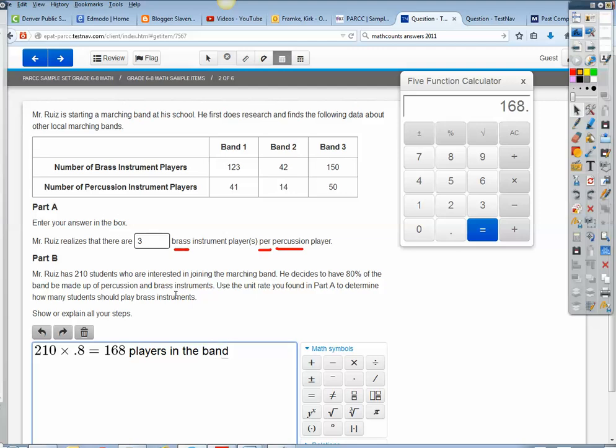Now, the next thing I need to do is use this unit rate. If I have 168 players in the band, I need to figure out how many of them are going to be brass players. Well, going back to my ratio, I have 3 brass players. I really want to say bass, and I don't even fish. But anyways, I have 3 brass players for every 1 percussion player. So that is a unit rate, which means I'm going to use a fraction here.